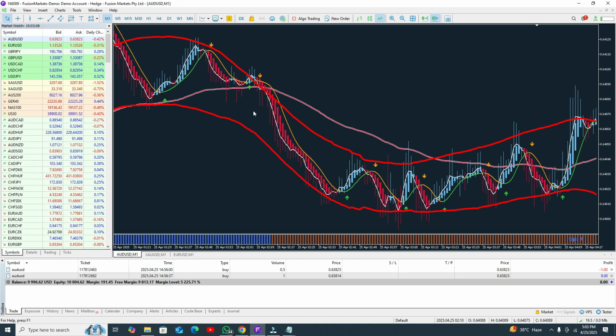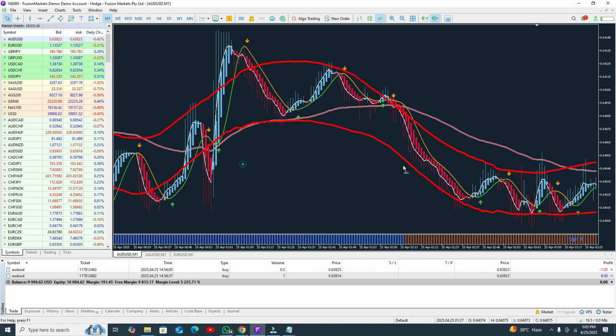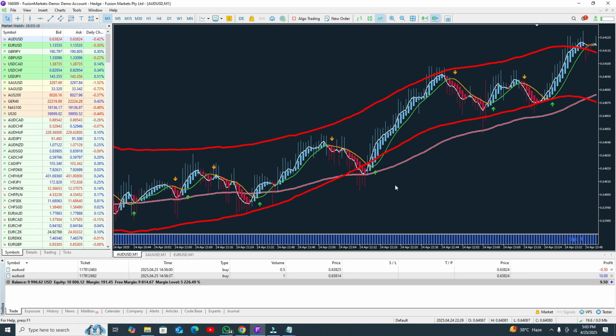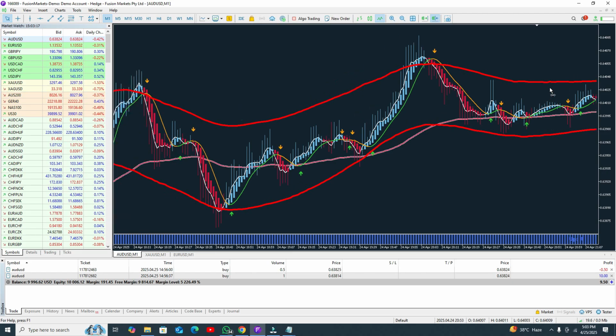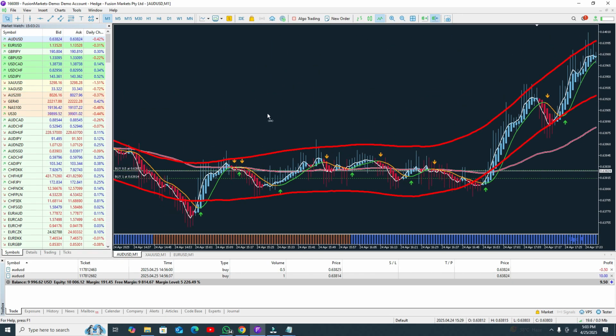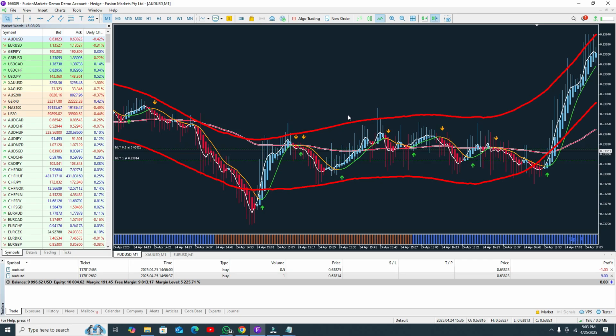Here you can see the sell position, that is your buy position. You can see how amazingly this indicator is giving you profits. Here you can see, amazing, amazing. You need to open your sell position and close your trade.